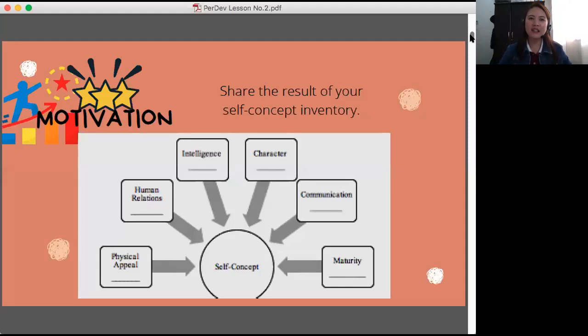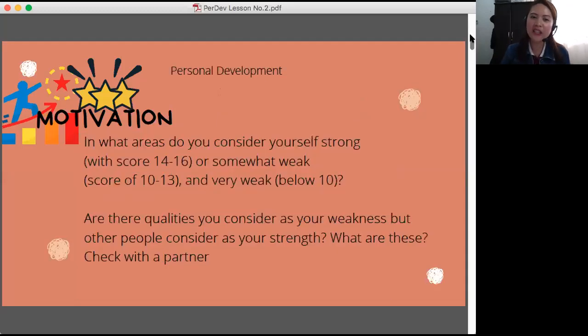Before we start our lesson, I want you to share the result of your self-concept inventory in terms of your physical appeal, human relations, intelligence, character, communication, and maturity. In what areas do you consider yourself strong, with a score of 14 to 16, or somewhat weak, with a score of 10 to 13, and very weak, below 10? Are there qualities you consider as your weakness, but other people consider it as strength? And what are those? Check with your partner or with your classmates. Share with them.